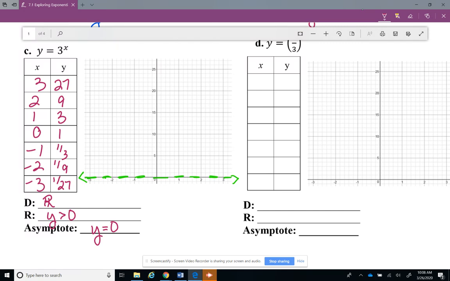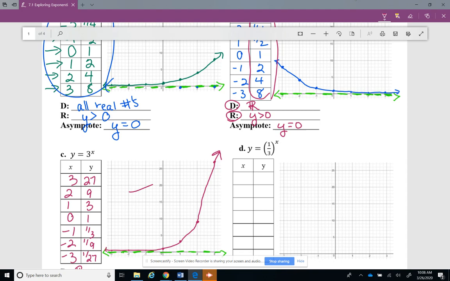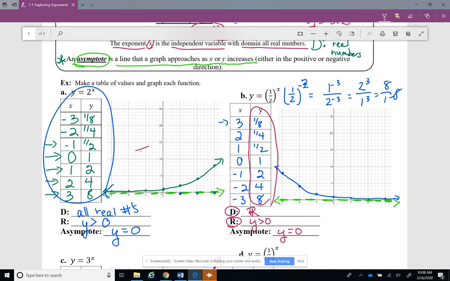3, 27, 2, 9, 1, 3, 0, 1. -1, 1/3, -2, 1/9, -3, 1/27. Connect your dots. You can see as you go from left to right that this is increasing. So this one's increasing. The one right above it is increasing because you look at it like you're reading from left to right.